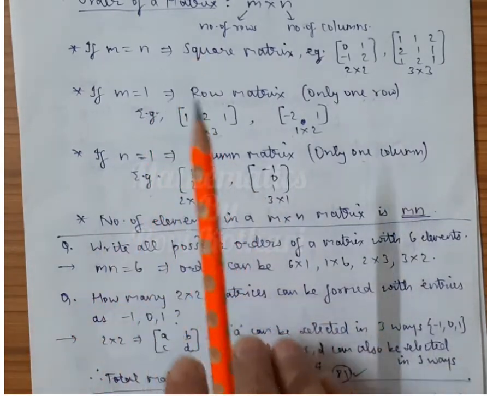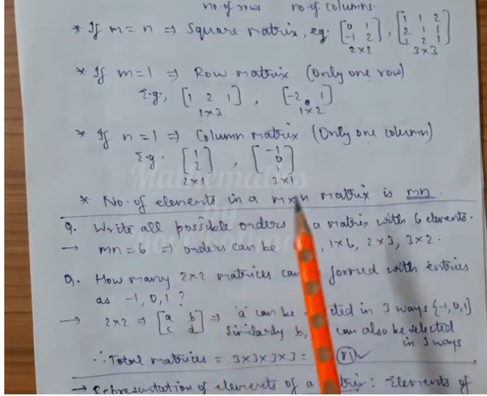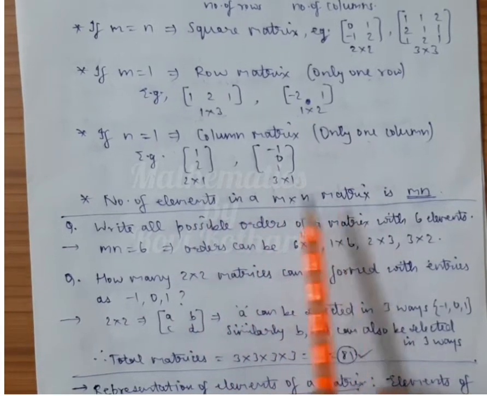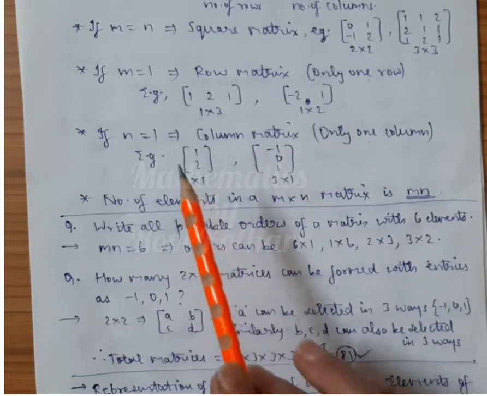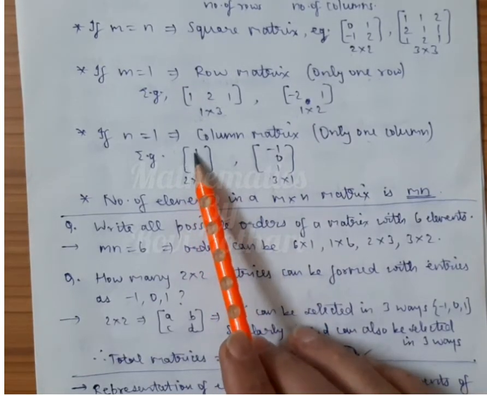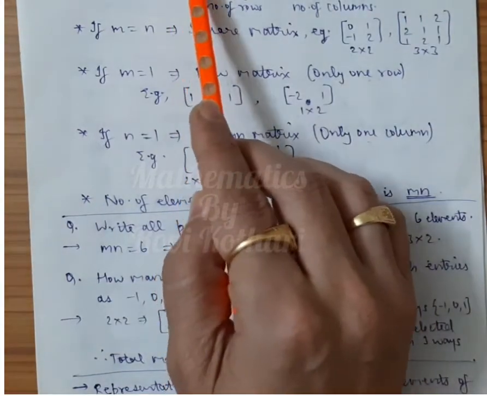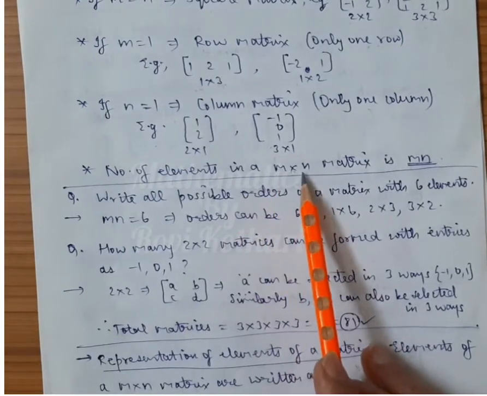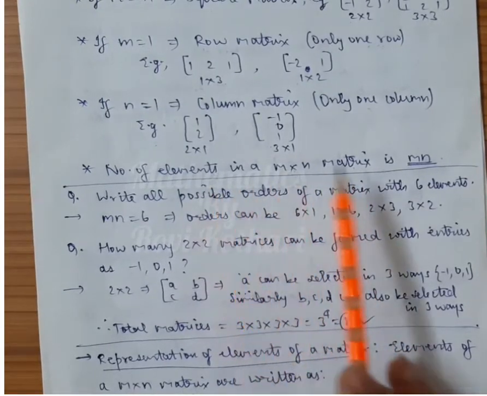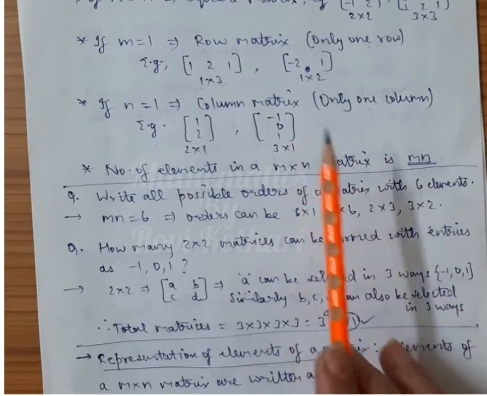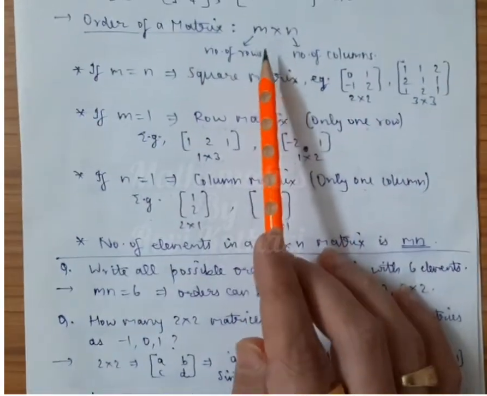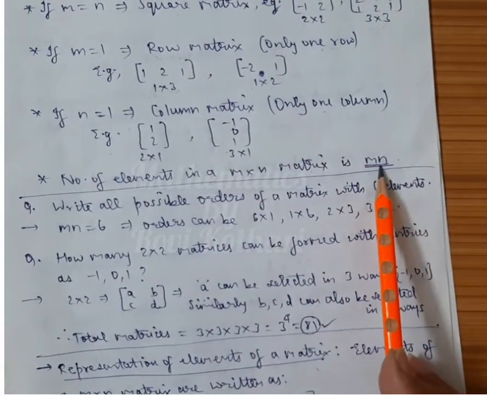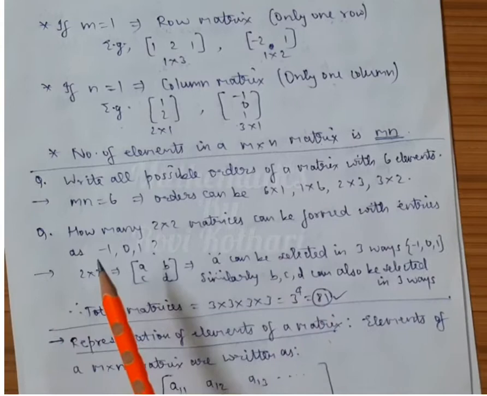One more thing: if I write any matrix whose order is m by n, then what is the number of elements in that matrix? What do you mean by element? An element is whatever comes inside the matrix. Like in this matrix, the elements are 1 and 2. In this matrix, the elements are 1, 2, 3, 4. So if I write an m by n matrix, the number of elements is m into n. That means multiply the two components of the order, and what you get is the number of elements in the matrix. That's mn.